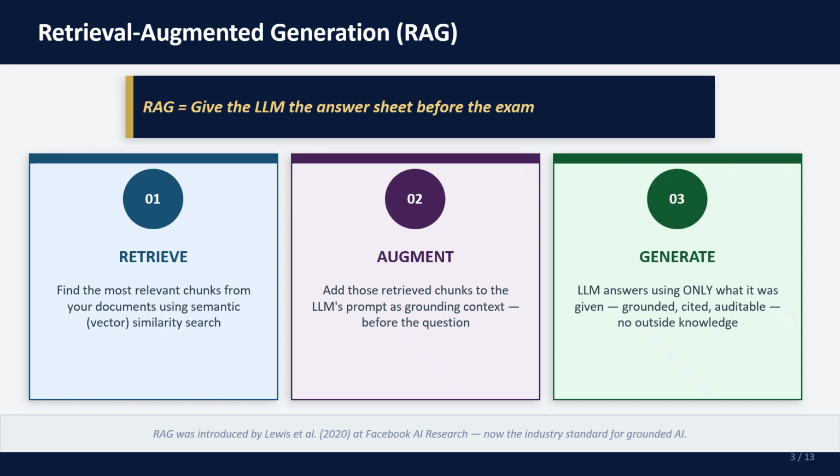The third step is generate. The LLM answers the question using only what we gave it. So there is no outside knowledge. It's grounded in its local source. So it's grounded, cited, and auditable. This approach was first introduced by Lewis in 2020 at Facebook AI Research, and it's now the industry standard for any AI application that needs to be grounded in specific trusted documents.